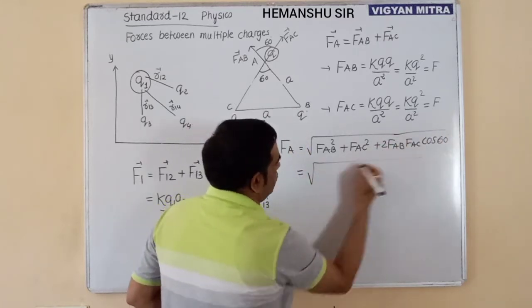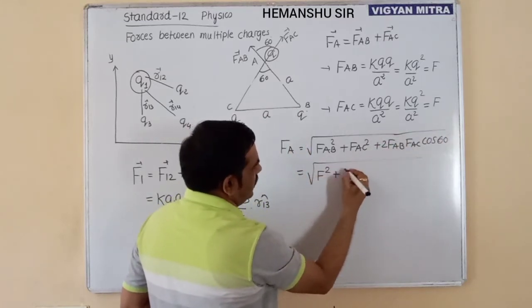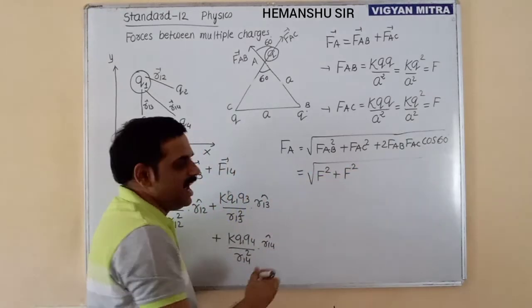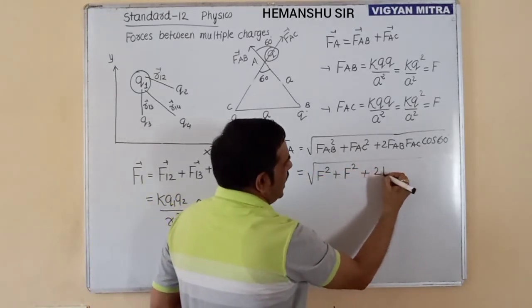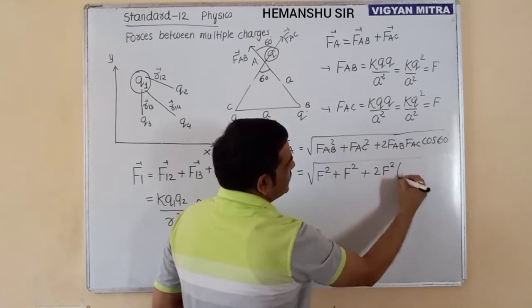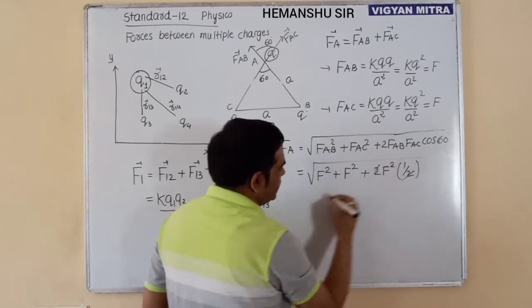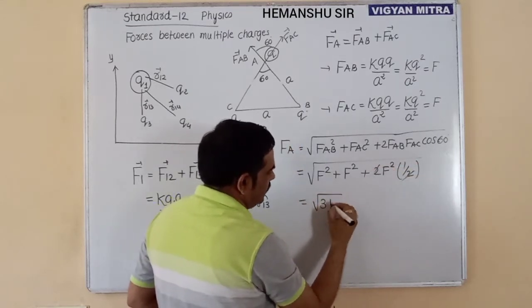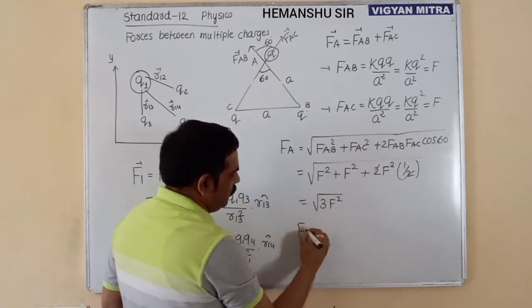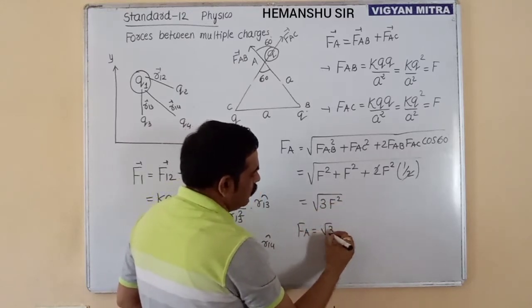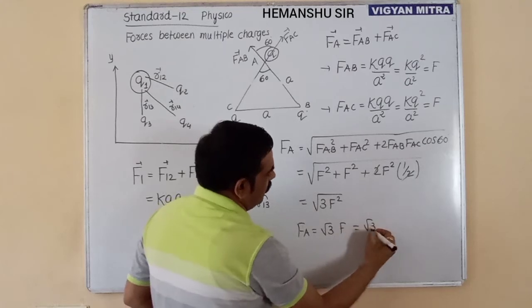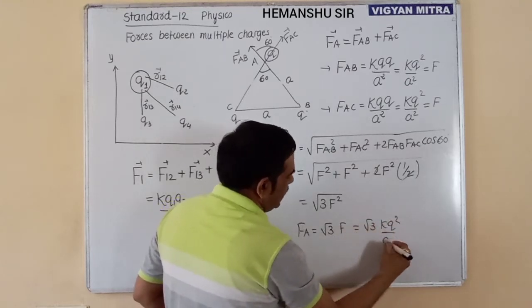Here FAB square means F square, FAC square means F square, 2 F F, F square, cos 60 is 1/2. The 2 cancels out, so it is root 3 F square. So the net force on A is root 3 F, where F is equal to k Q square by a square.